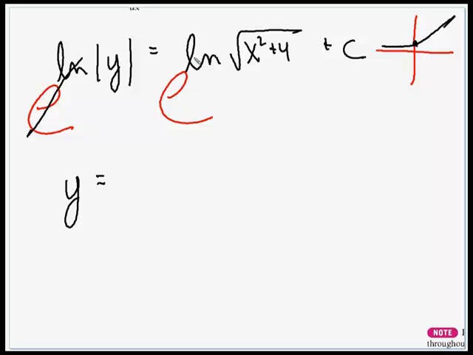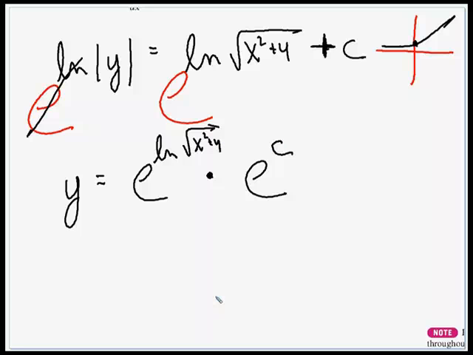On this side, we have e raised to a big exponent, and in that exponent we have a plus sign. We are adding exponents. When do you add exponents? Well, that's when you multiply like bases. So we can split this up into e raised to the ln of the square root of x squared plus 4 power, and e to the c power. Because again, when we multiply like bases, we add the exponents. So here we broke it apart. Here, the e to the ln will cancel. So we're going to have y equals the square root of x squared plus 4, e to the c power.